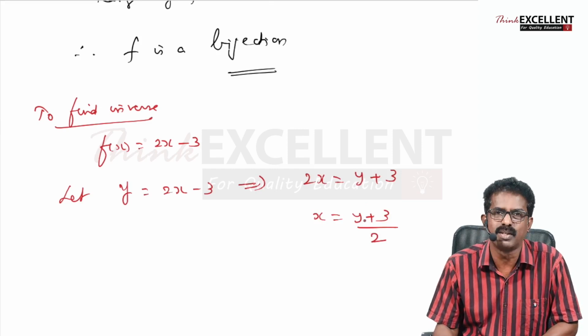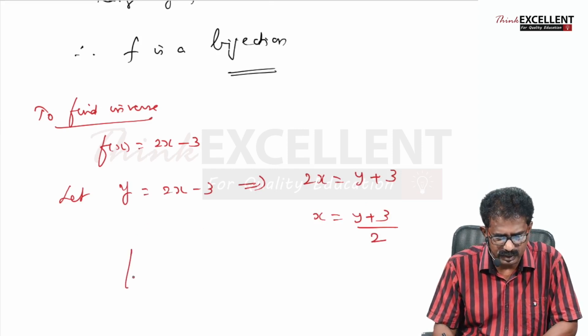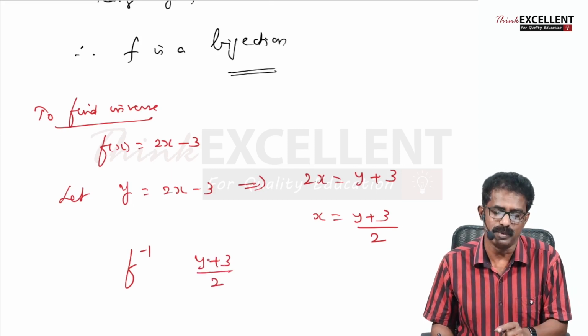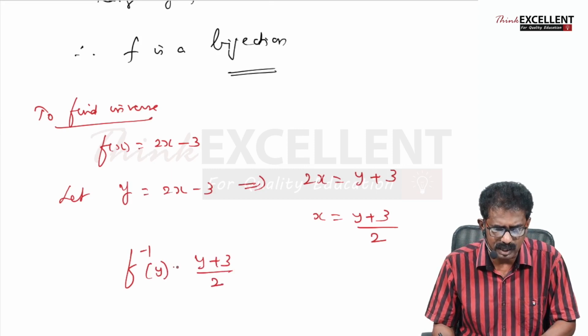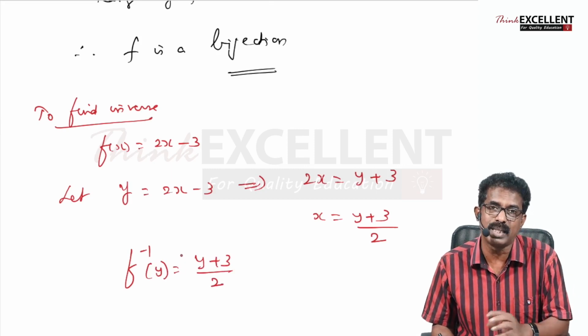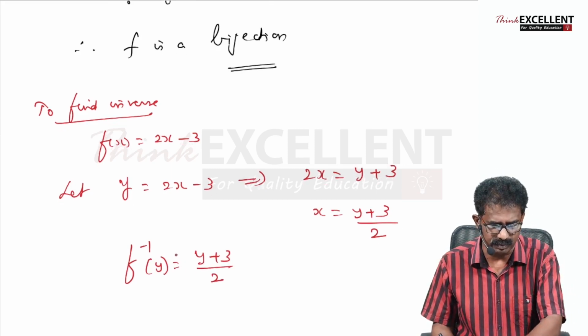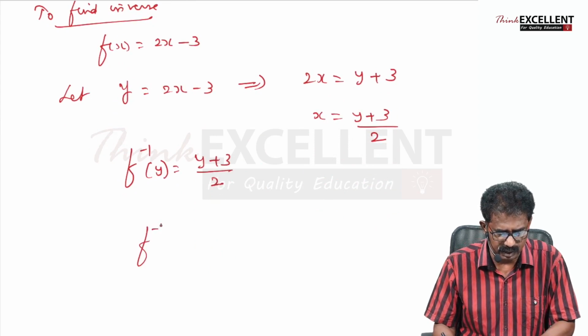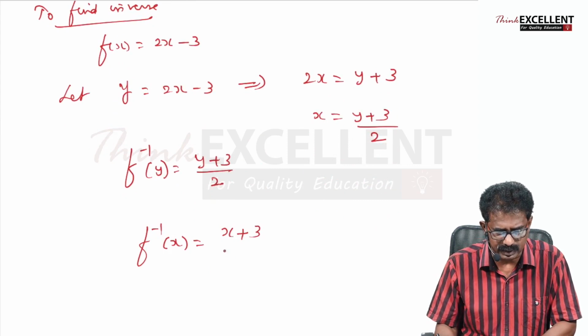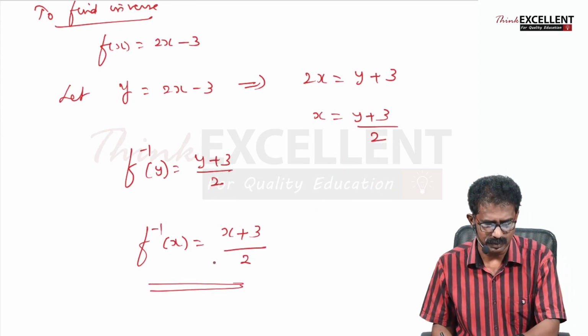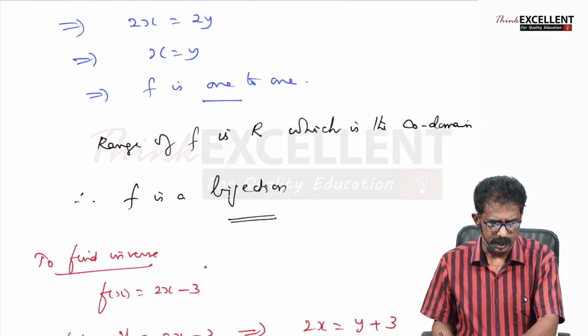So this is the inverse of the function, right? So f inverse is (y plus 3) by 2. But it is a function of y. So if you want, you write f inverse of y, or straight away, instead of y, you put x and write it as f inverse of x. Okay. So f inverse of x is (x plus 3) by 2. Instead of y, you put x, that's all. So this is the inverse of the function. Okay. So hope you understood this.